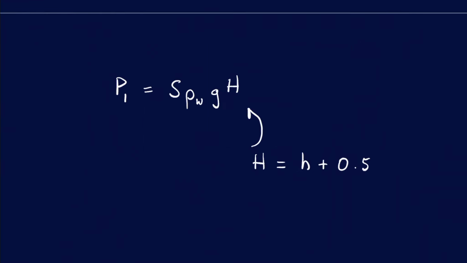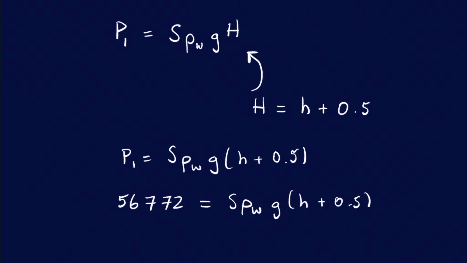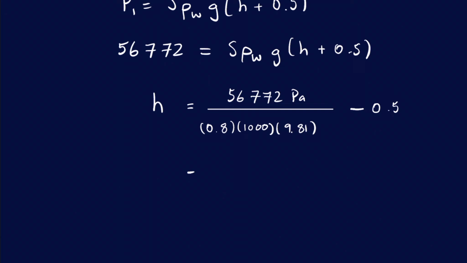So now we can just substitute the H into the equation and we get P1 equals the specific gravity times the density of water times gravity times (H plus 0.5). And we already know that the pressure at the bottom of the tank is 56,772. So we can substitute that into the equation. Now, if we just plug this in on our calculator, we'll find that H equals 6.73 meters.